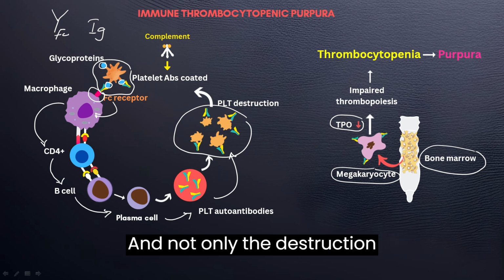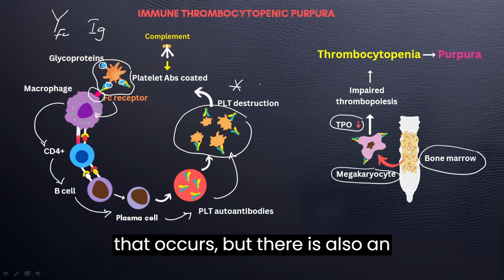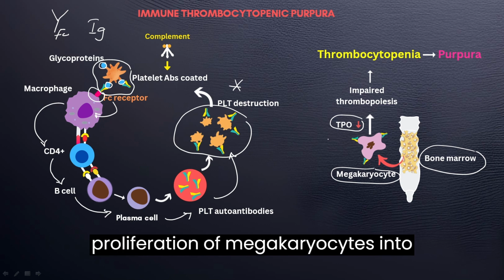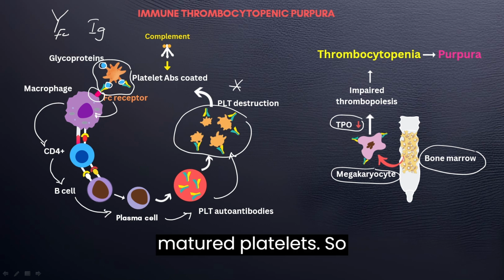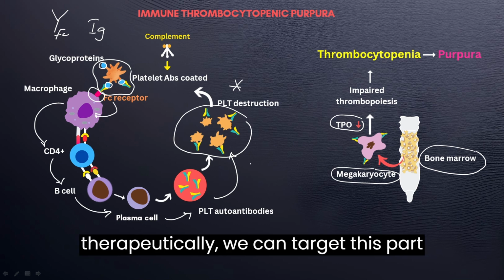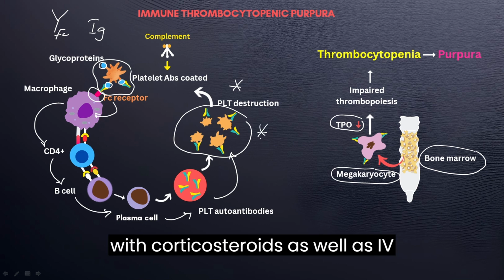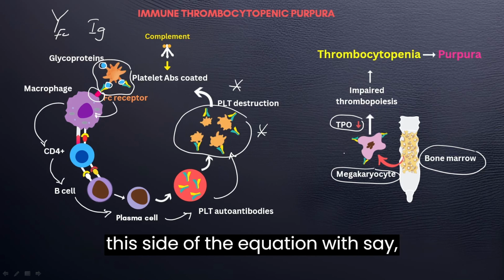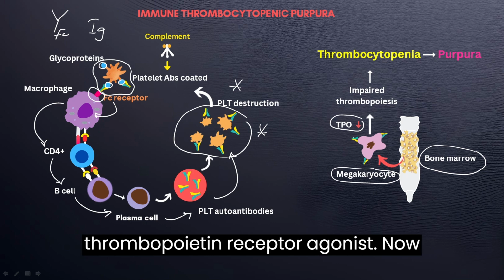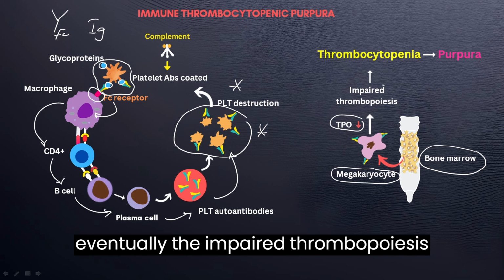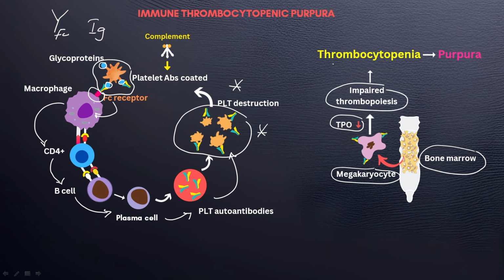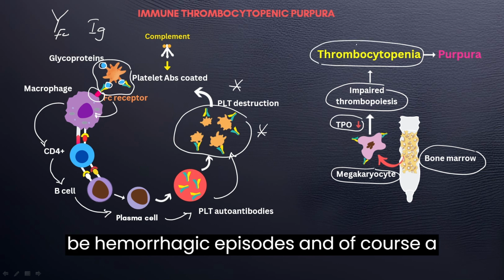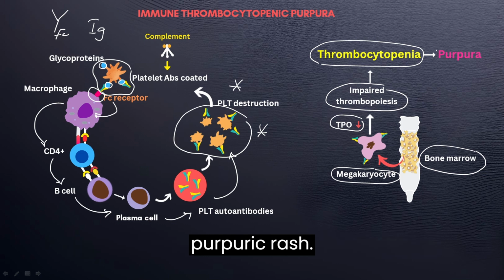And not only does destruction occur, but there is also an impairment in the proliferation of megakaryocytes into matured platelets. So therapeutically, we can target this part with corticosteroids as well as IV immunoglobulins, but we can also target this side of the equation with, say, thrombopoietin receptor agonists. Now, eventually, the impaired thrombopoiesis right there would lead to thrombocytopenia. And depending on the severity of thrombocytopenia, there can be hemorrhagic episodes and, of course, a purpuric rash.